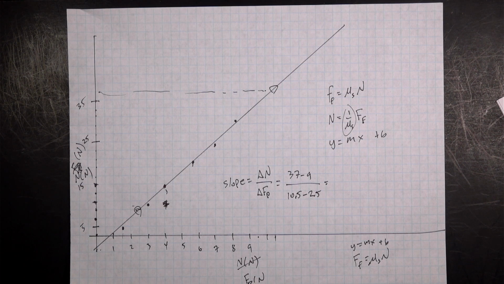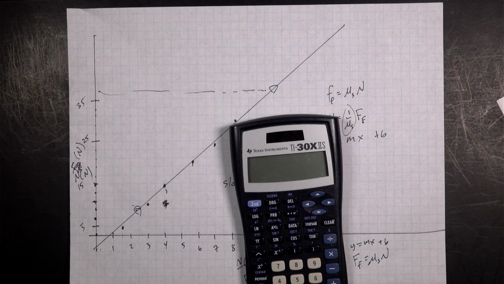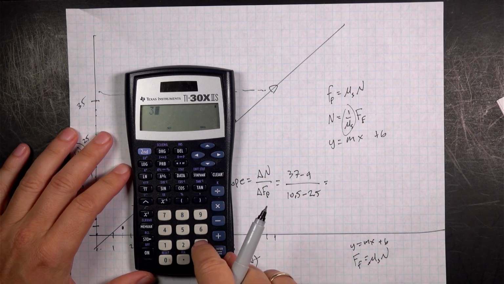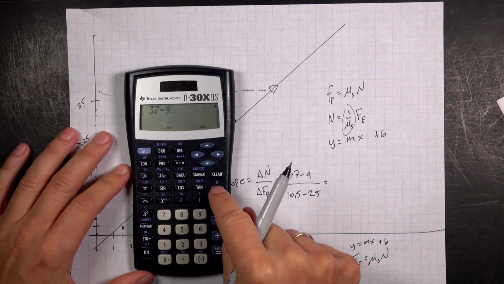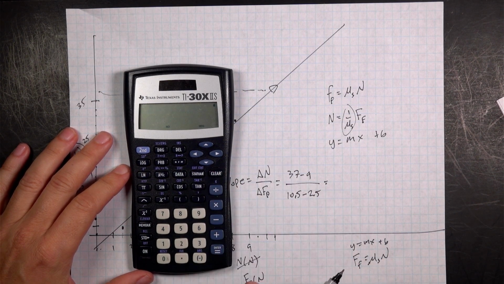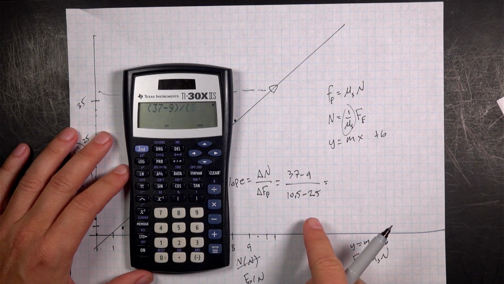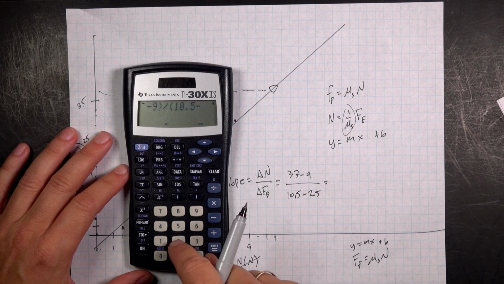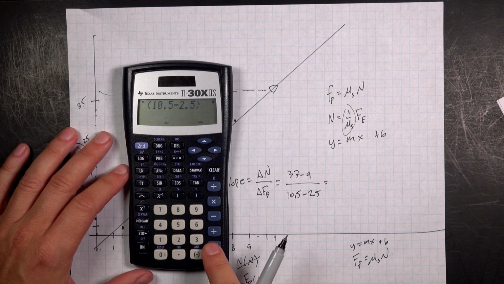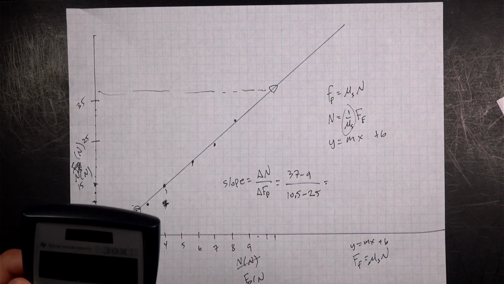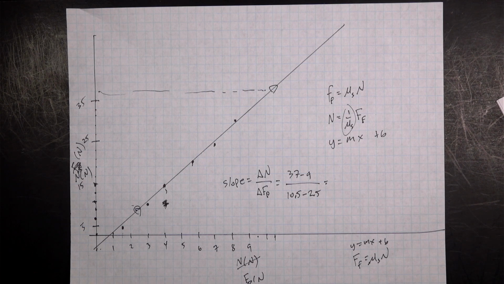Okay, now I do want my calculator. I'm doing this the old-fashioned way, right? That's why I have my calculator. So let's turn on the calculator. I just want to calculate that. 37 minus 9, which I could do in my head. Cancel. I've got to put parentheses. 37 minus 9, close parentheses, divided by parentheses 10.5 minus 2.5, close parentheses, equals. And that would be, what's that say? 3.5.